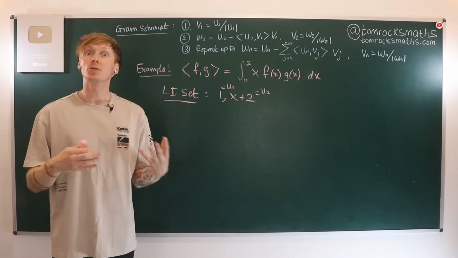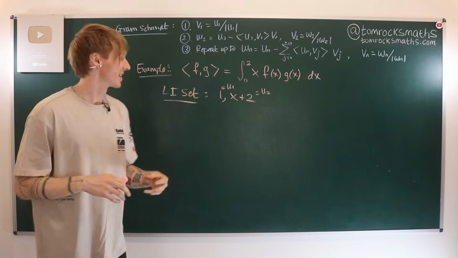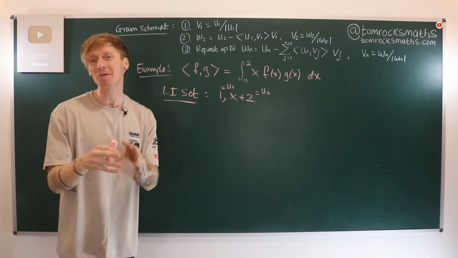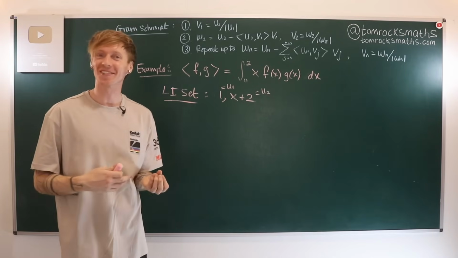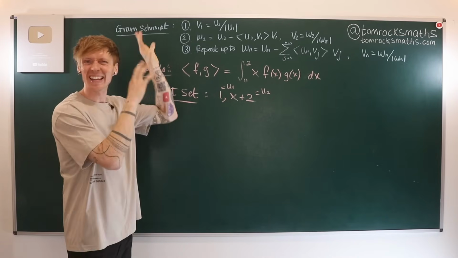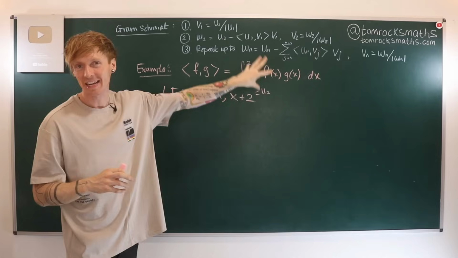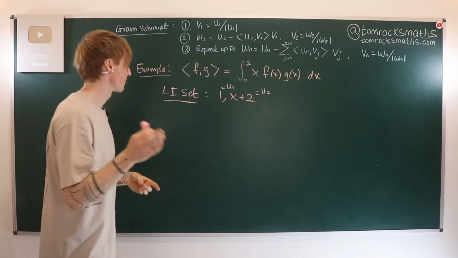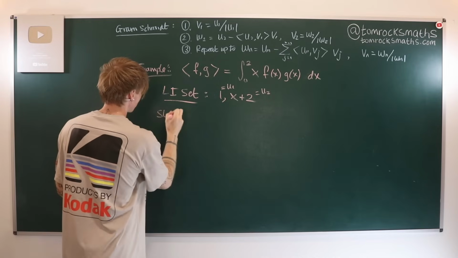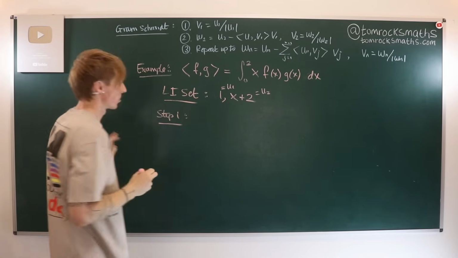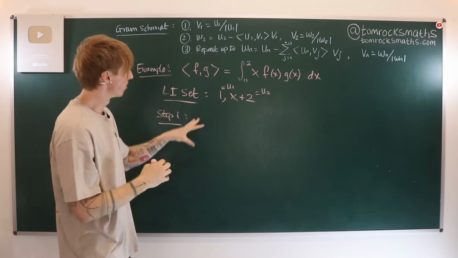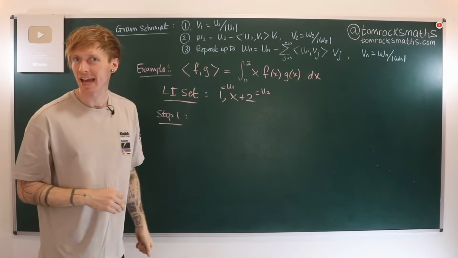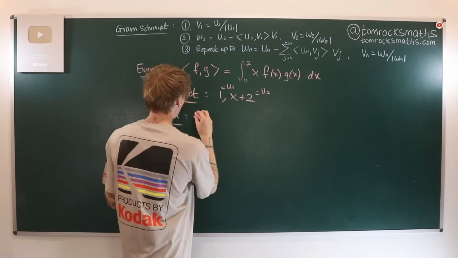So step 1 is to normalize our first vector. Now you may look at this and think, oh, it's already normalized, it has length 1. But that would be using the traditional definition of length. Here, our length is defined by this inner product, so we have to check that is indeed the case. So, step 1, we want to compute the norm of 1 using this inner product, and then of course divide by that to get a normalized vector.